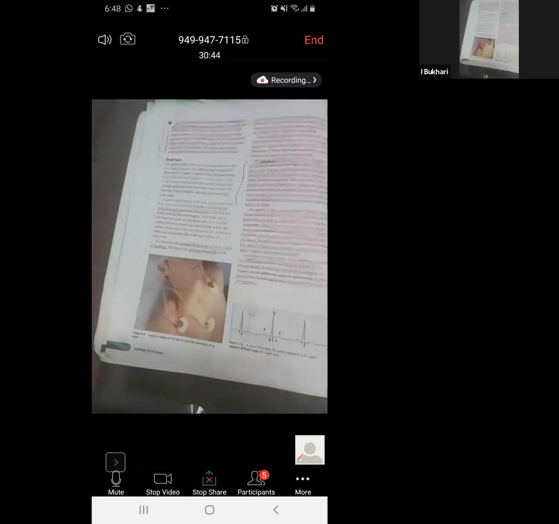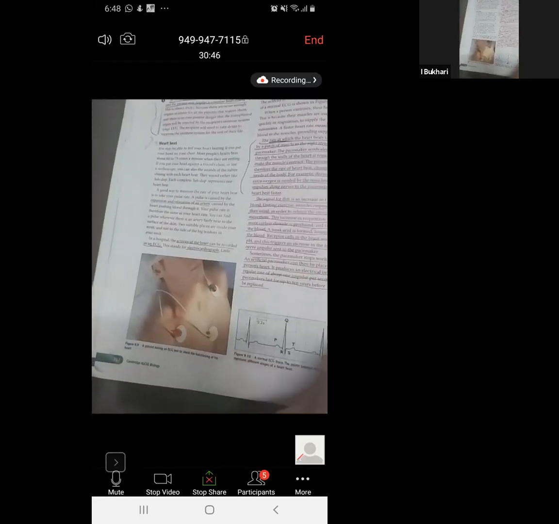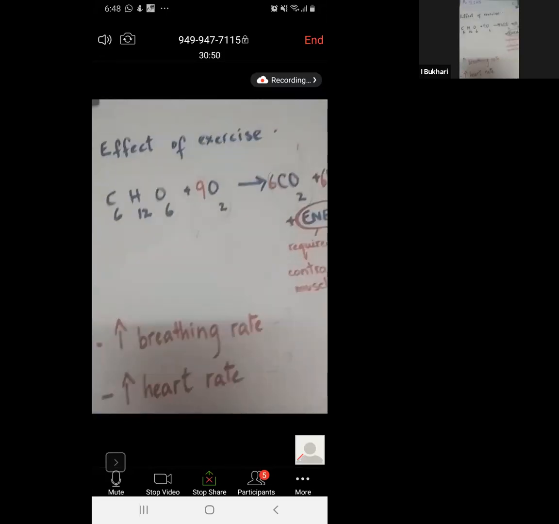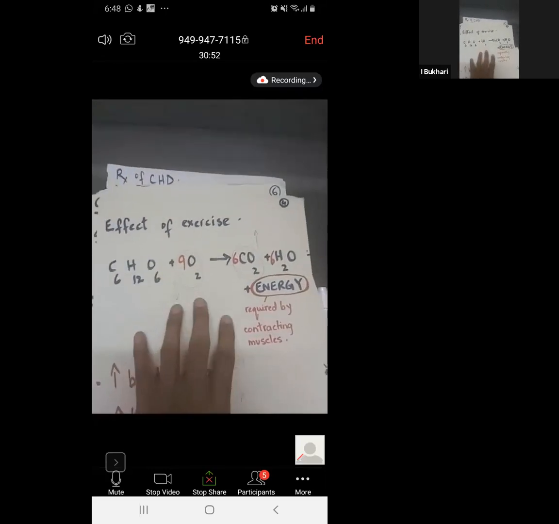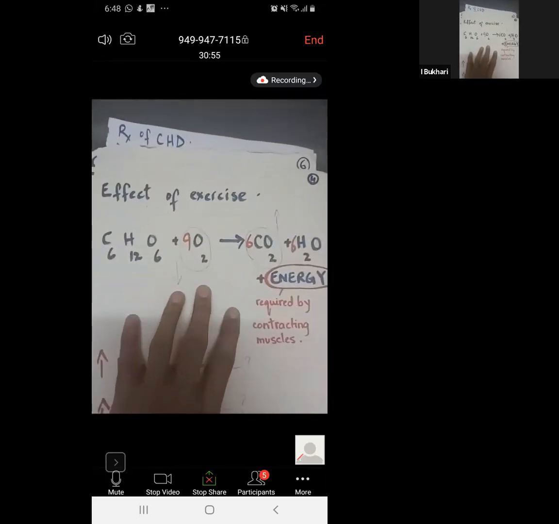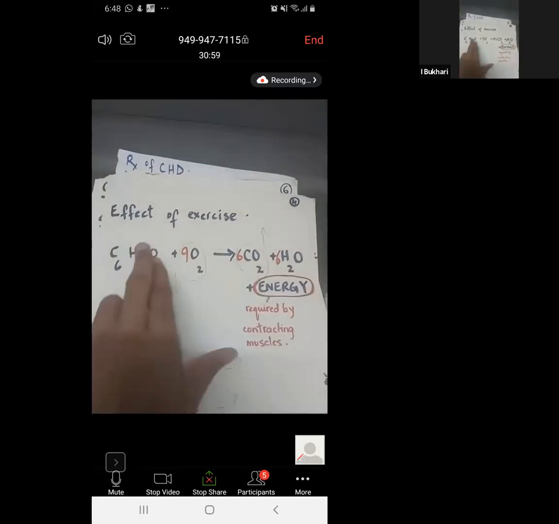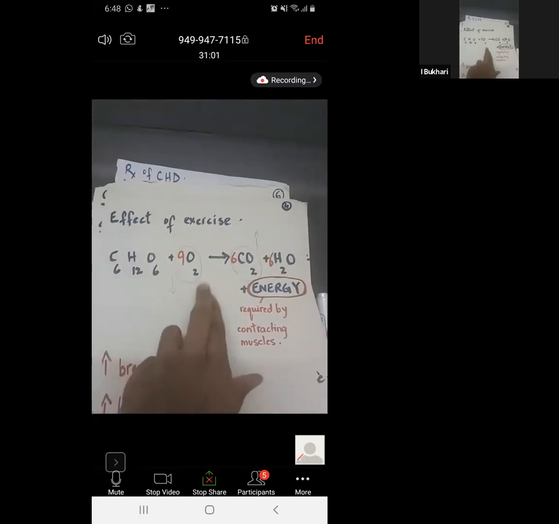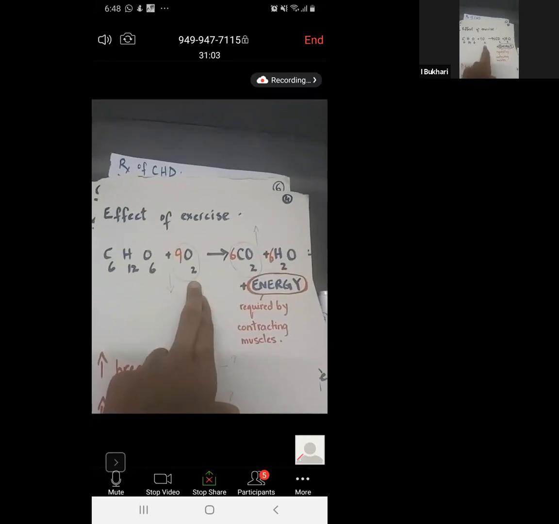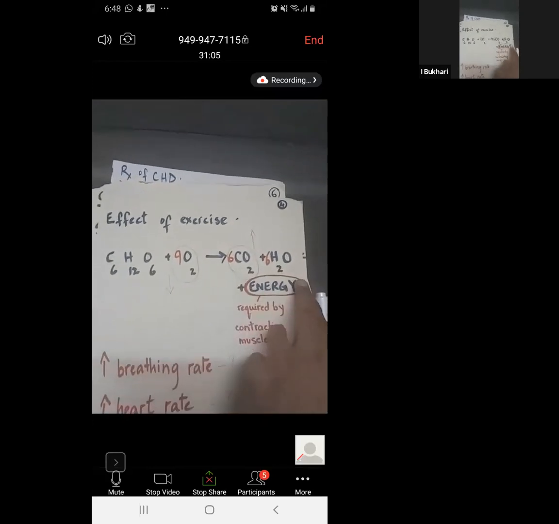What do I mean by that? For example, during exercise. What happens during exercise? Now remember our old equation for respiration. This is at the center of the life of any cell or any tissue. Glucose is the source of energy. It reacts with oxygen to give us carbon dioxide and water and energy.